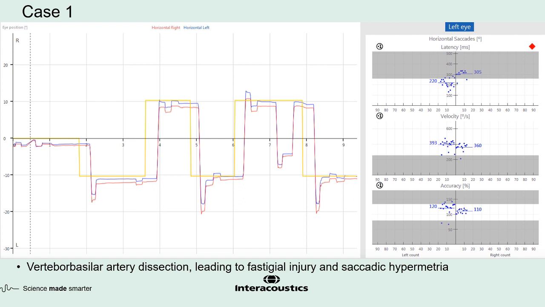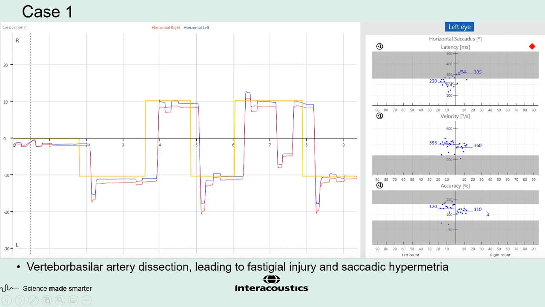So you can see over here her latencies to the left, not too bad, 220, that's not bad for a 68-year-old woman. 305 to the right, that's not good enough. So right there we're talking about she's got a left prefrontal cortex problem resulting in those long latencies. We look at her velocities, they're reasonable. We look at her accuracy, and again, overshoot is never normal.